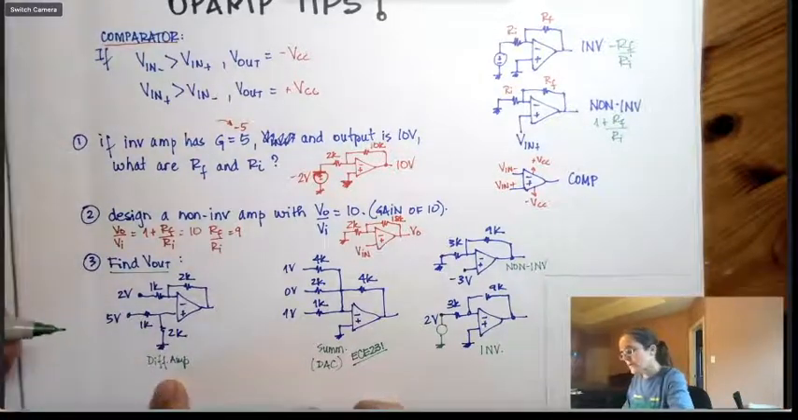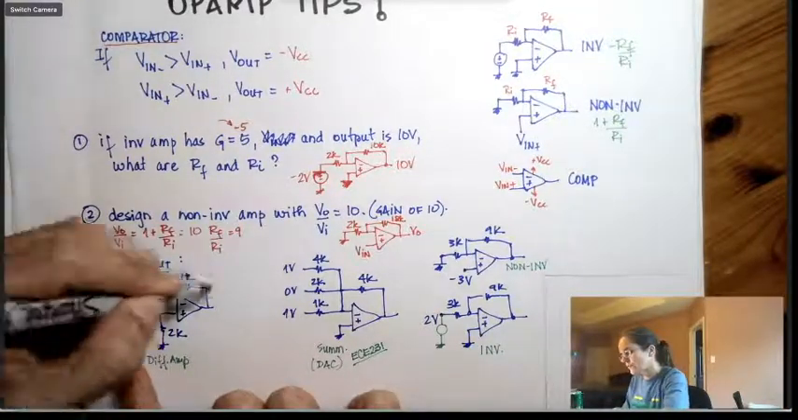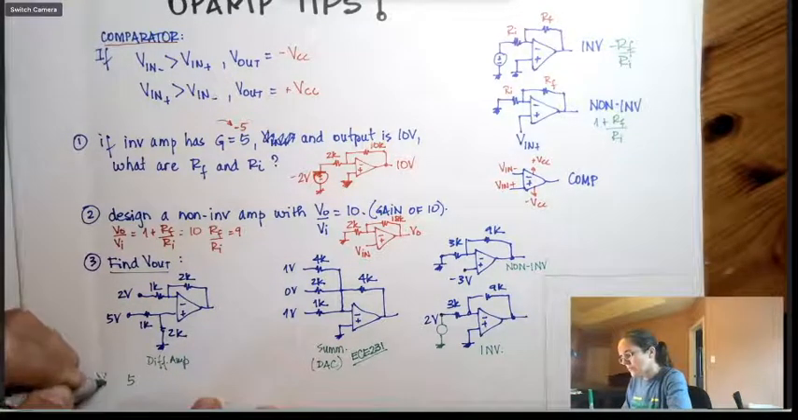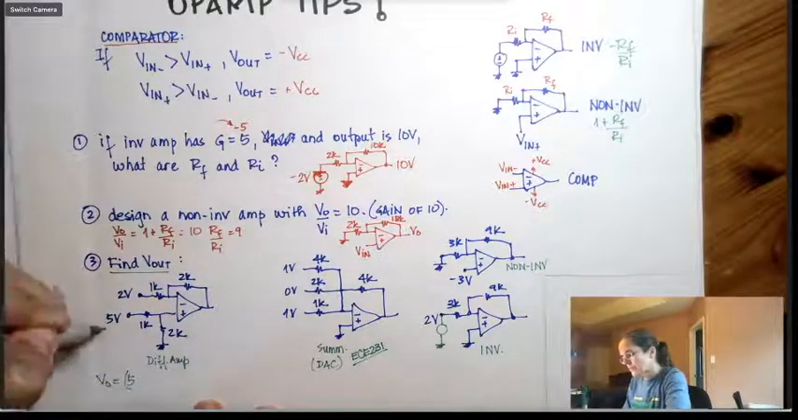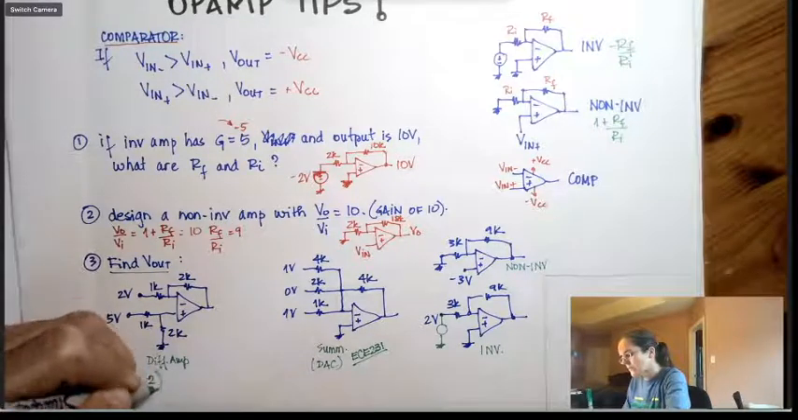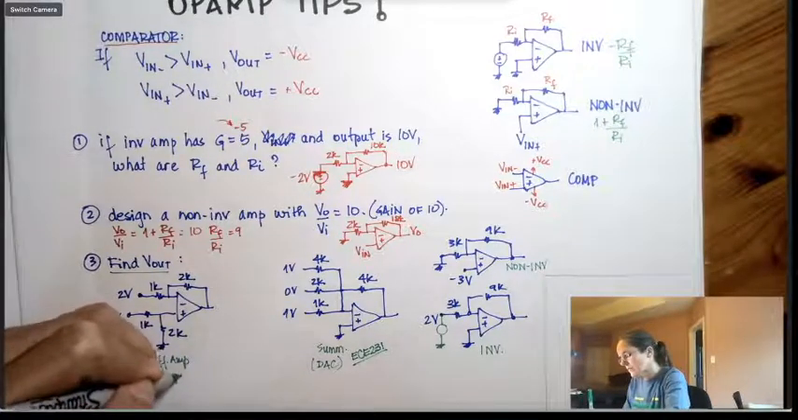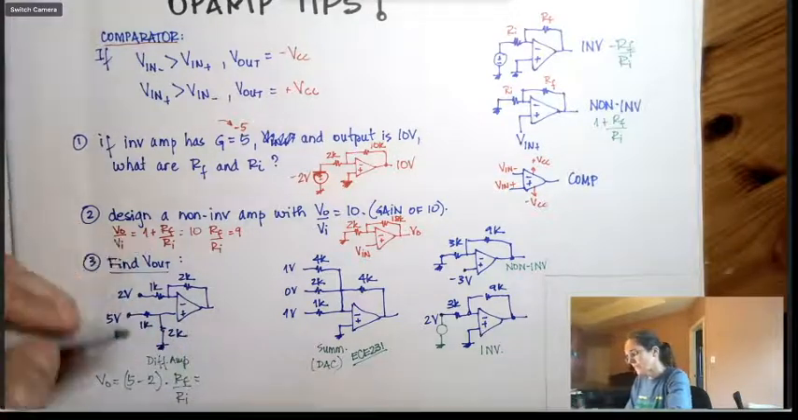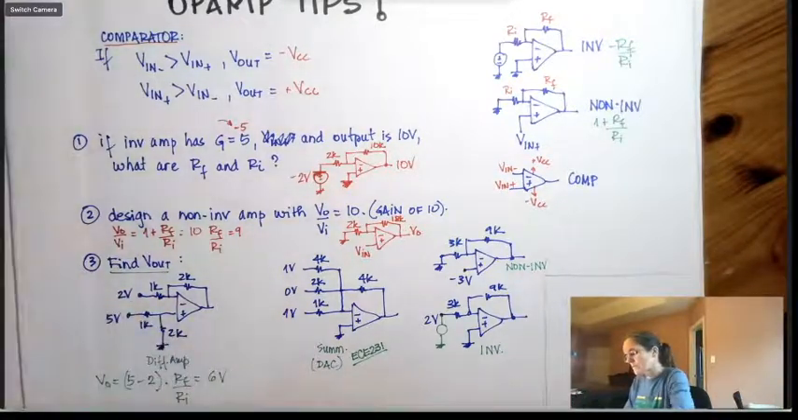So a difference amplifier, turns out it's 5 minus 2 times the gain. So I'm going to say the output is going to be the input on the positive side minus the input on the negative side times RF over RI, which is 2. So it's 3 times 2, it's 6 volts.